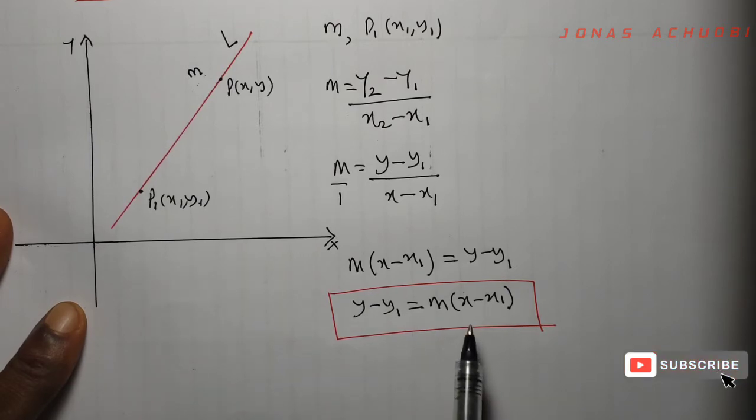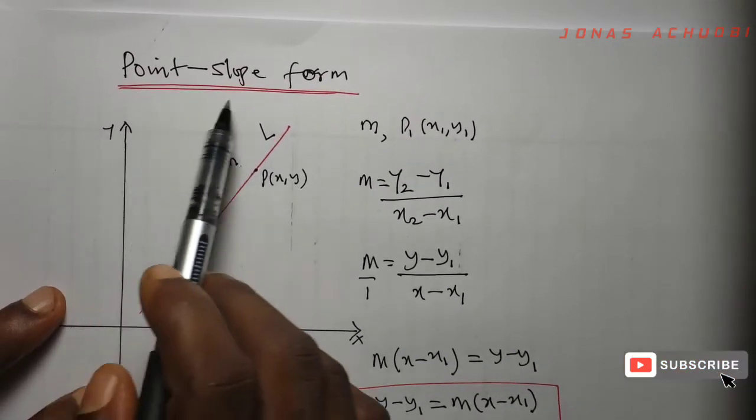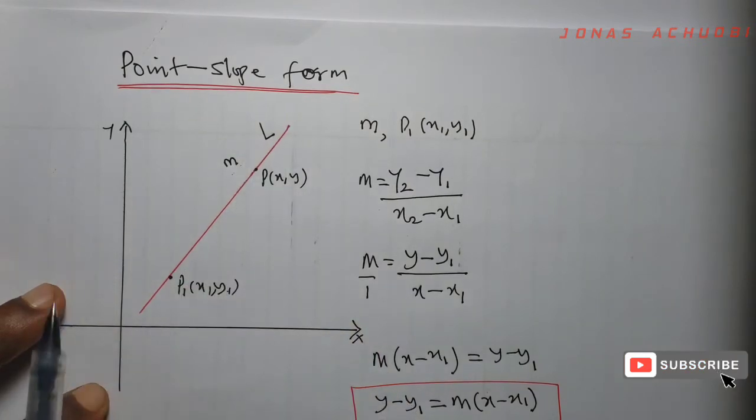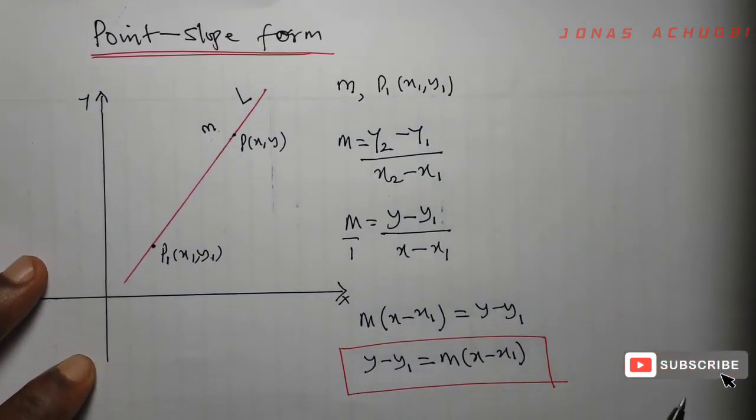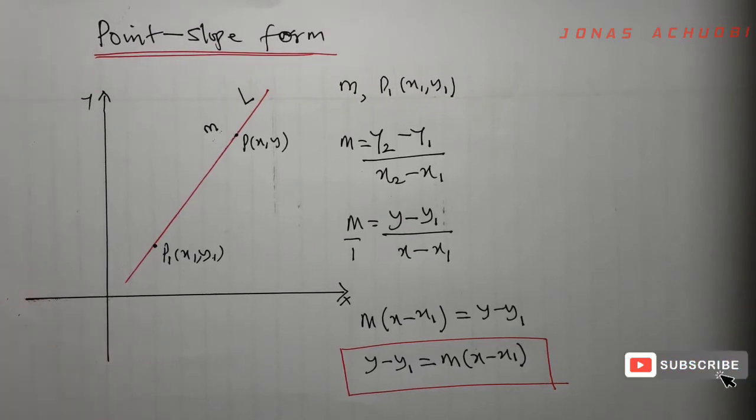That is to say that in order to apply the point slope form of equation of a line, all we require to know is the slope of the line as well as just 1 point on that line.